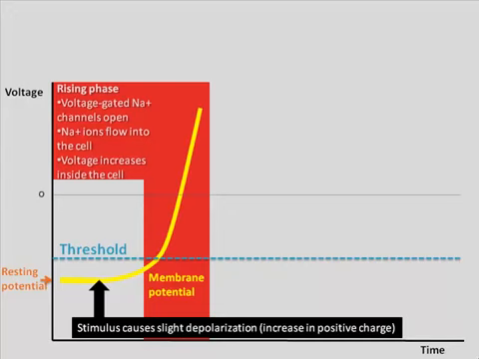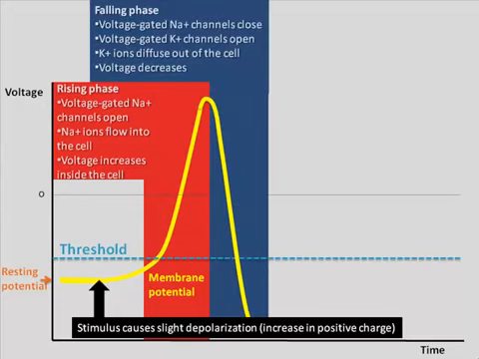In the rising phase of an action potential, voltage-gated sodium channels open, and sodium ions flow into the cell. This causes voltage to increase inside the cell. During the falling phase of the action potential, voltage-gated sodium channels close and voltage-gated potassium channels open. The opening of the potassium channels causes potassium ions to diffuse out of the cell rapidly, causing a sharp decrease in voltage.